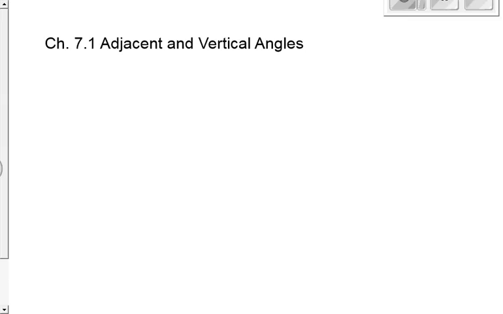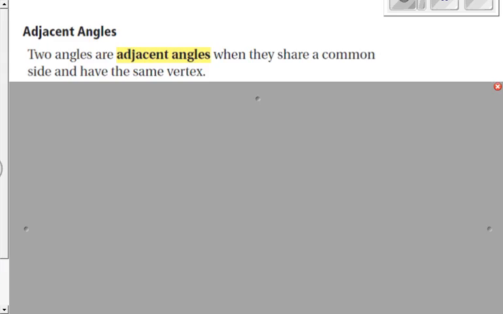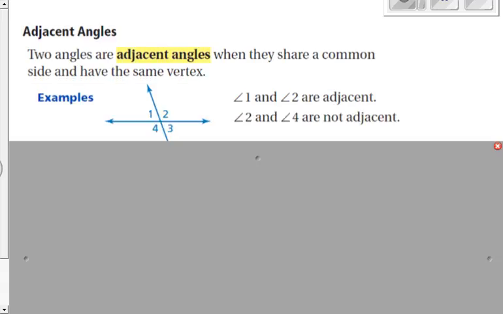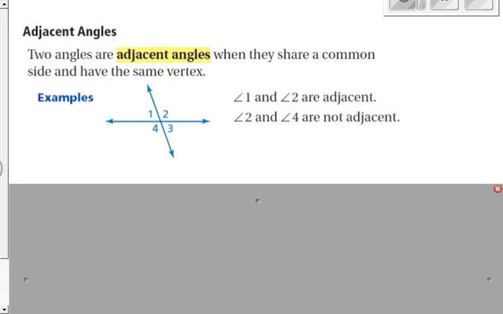Chapter 7.1, Adjacent and Vertical Angles. Adjacent angles. Two angles are adjacent angles when they share a common side and have the same vertex. As you can see in the example, angles 1 and 2 are adjacent because they share the same line. 2 and 4 are not adjacent. They are across from each other.